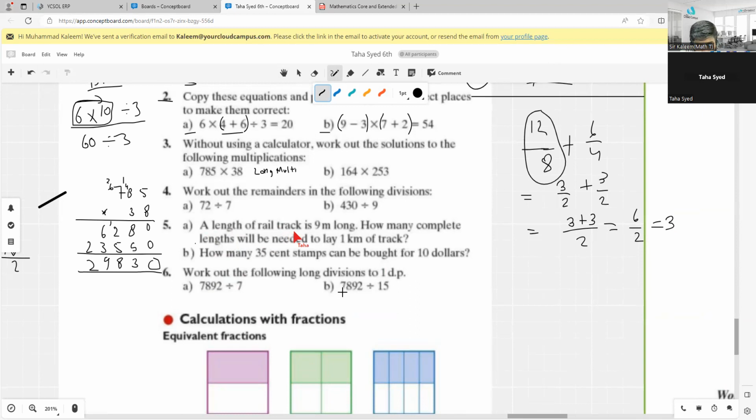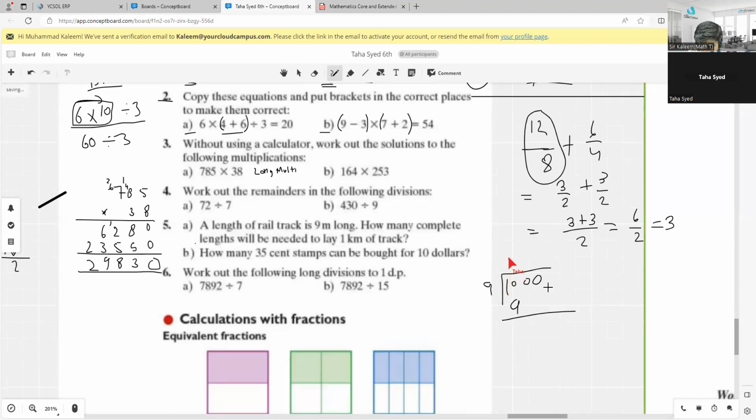So 1 kilometer is 1,000 meters. It means that you just have to divide 1000 by 9. If you want to check it out, you just have to divide 1000 with 9. So then you will get the answer.